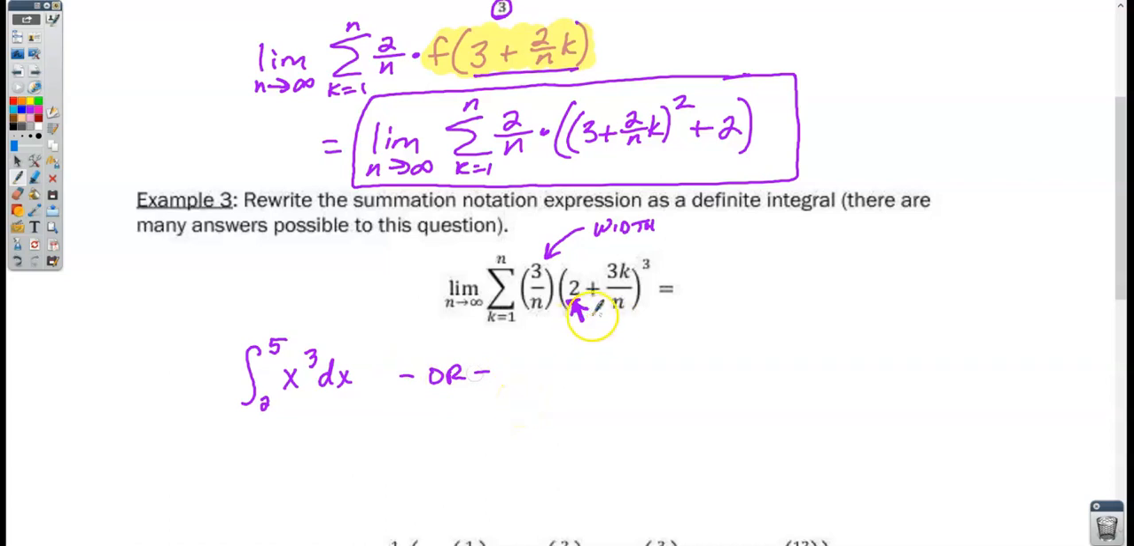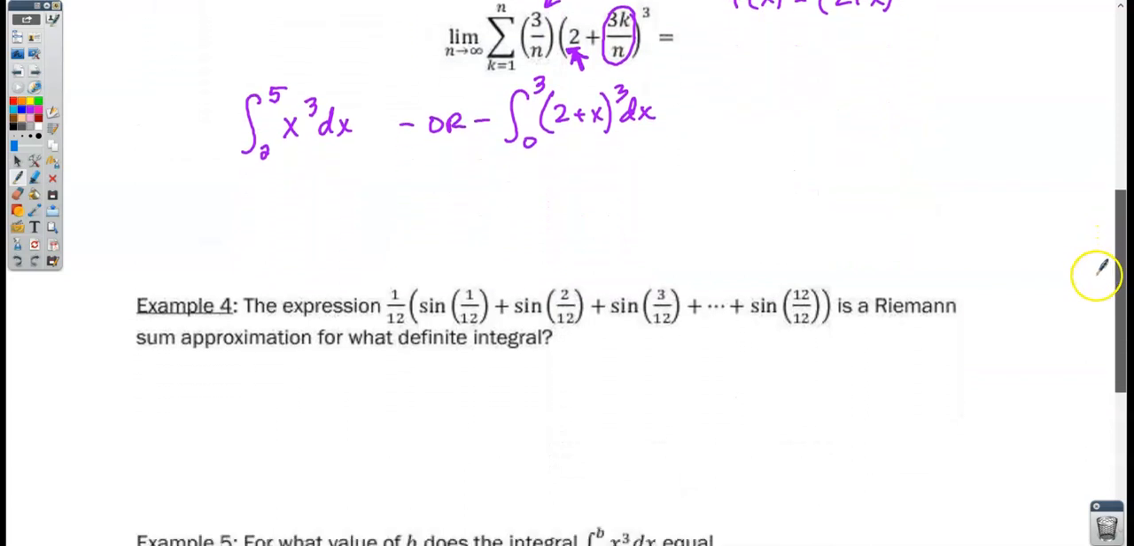Okay, suppose instead, maybe I think that instead my function is f of x equals 2 plus x, the quantity cubed. If that's the case, then all I've got here is this is the width, and this would be the same thing except the integral will start at 0 and go to 3. There's another representation that matches this summation. So usually if I want a specific value from you as far as one particular integral that represents this summation, I usually have to give you a starting point of where to start at. Okay? All right, the next one.